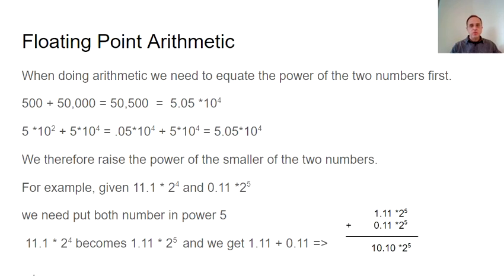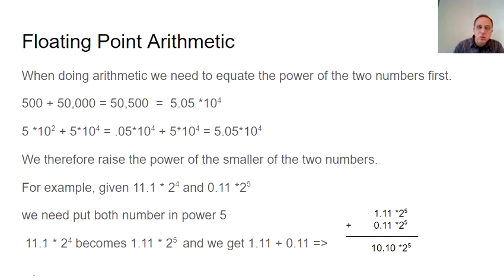Our decimal numbers are 500 and another number is 50,000. Now, just for the sake of clarity, we know that the sum of that is 50,500. And we can write that in scientific notation like this, 5.05 times 10 to the fourth. What is that scientific notation?